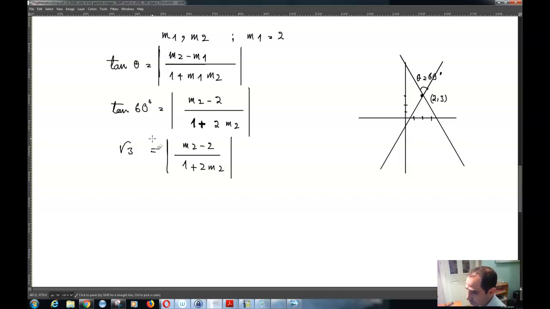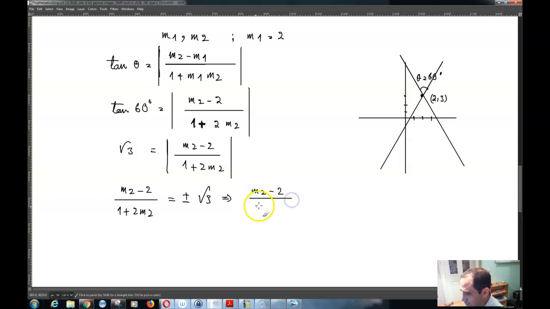So what you can do is that you need to write basically m2 minus 2 over 1 plus 2 times m2 is equal to plus or minus square root of 3. That means that either m2 minus 2 over 1 plus 2 times m2 is equal to positive square root of 3, or you could say that m2 minus 2 over 1 plus 2 times m2 is equal to negative square root of 3.